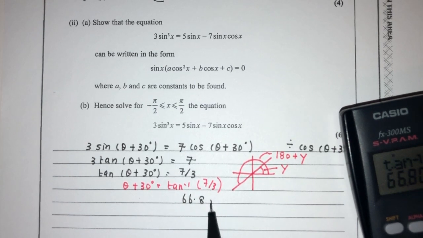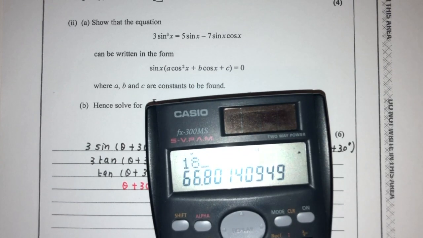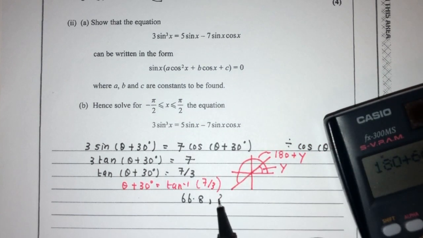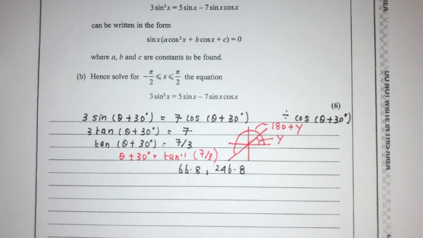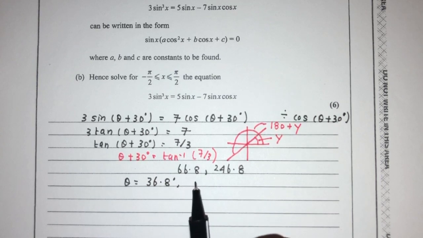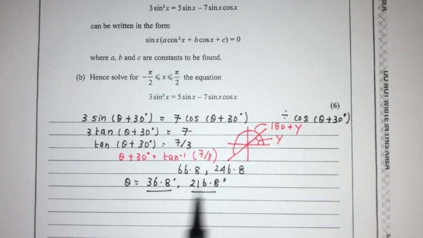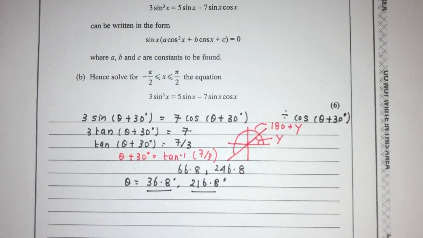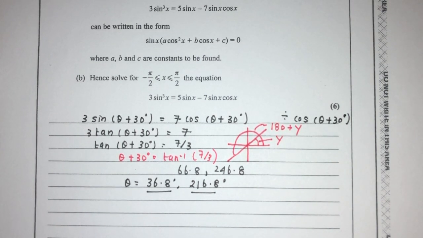So that will be the first value, and then the other one will be 180 plus 66.8, that will be 246.8. Okay, so let's solve. So theta will be 36.8 and 216.8 degrees. These will be the two values of theta correct to one decimal place. Okay, so that will be part 1 of the question.